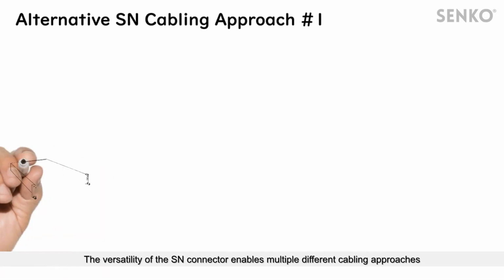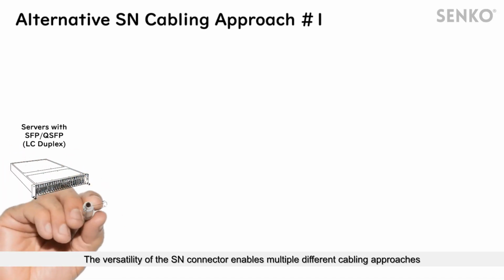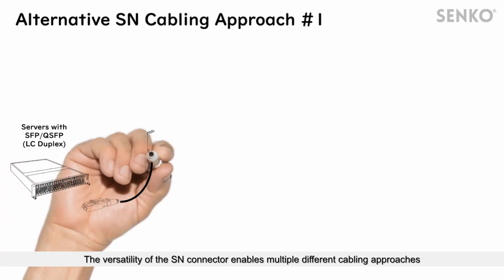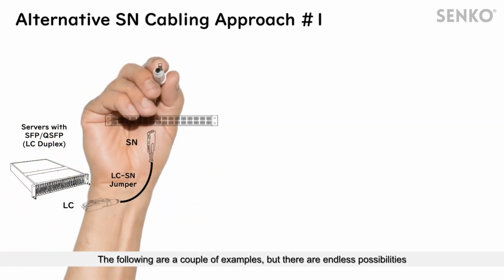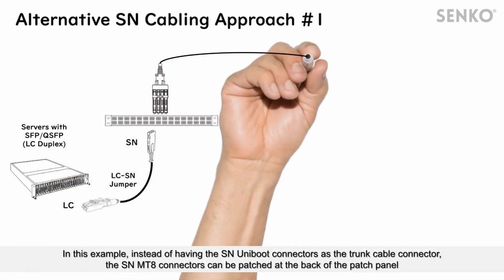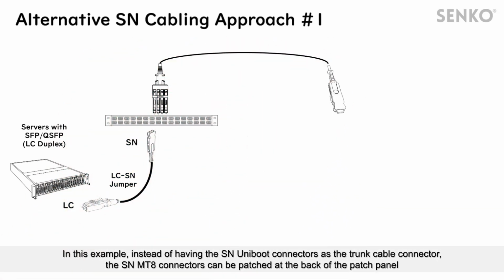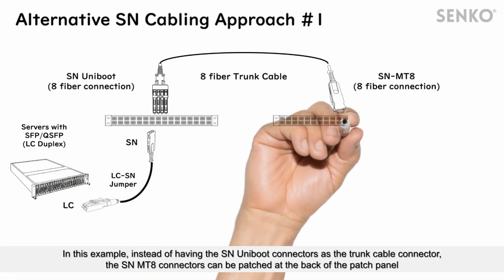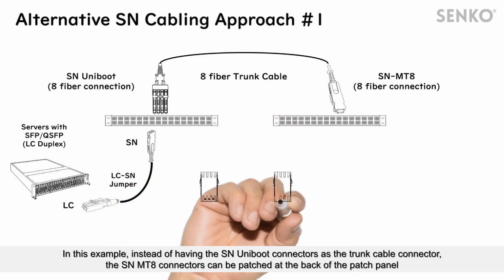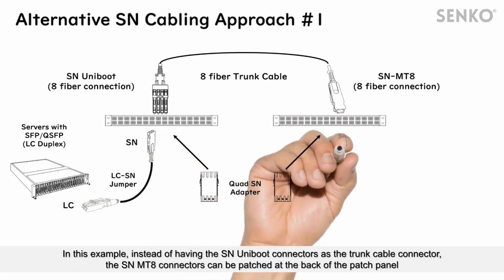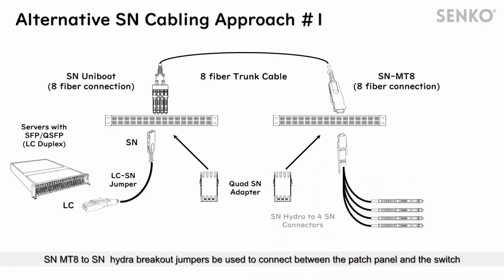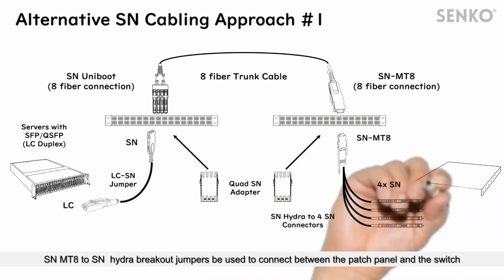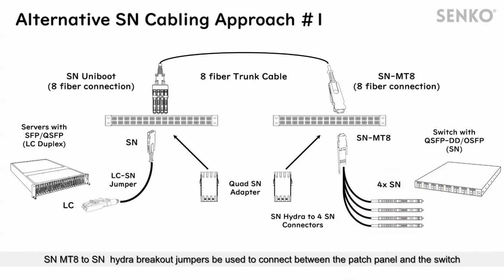The versatility of the SN connector enables multiple different cabling approaches. The following are a couple of examples, but there are endless possibilities. In this example, instead of having the SN Uniboot connectors as the trunk cable connector, the SN MT8 connectors can be patched at the back of the patch panel. SN MT8 to SN Hydro breakout jumpers can be used to connect between the patch panel and the switch.